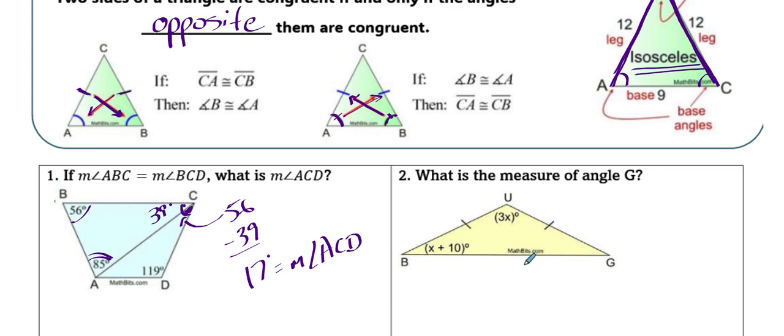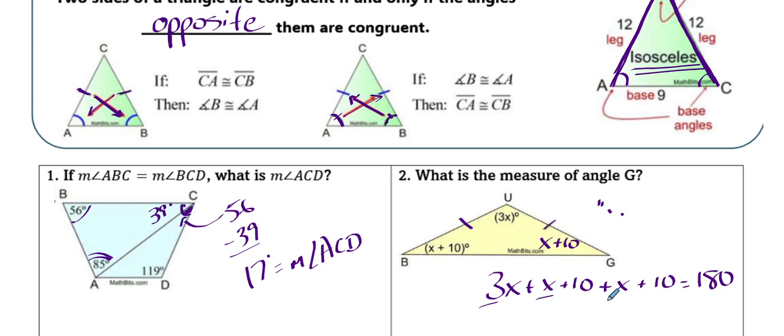This one does. Here we have two congruent sides. So the angles across from them have to be congruent. That means that is also x plus 10. Now we can use the fact that these are going to add up to 180 to solve for x. So 3x plus x plus 10 plus another x plus 10. All of that adds up to 180 degrees.